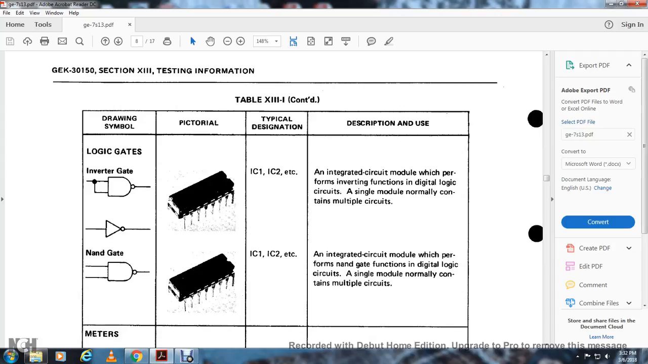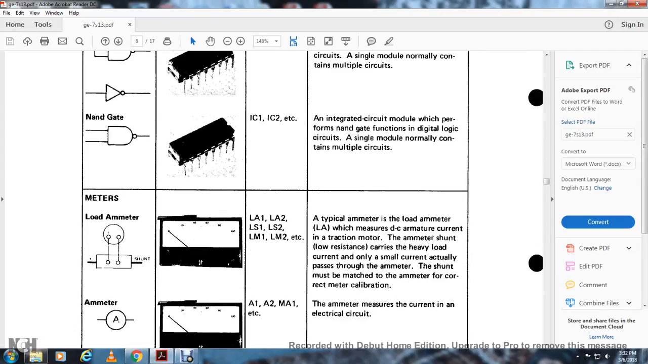Alright, your normal gate is two lines like a plug, and then with IC1, IC2, etc. An integrated module with the platforms and added gate reflect functions. The digital logic circuit signal module normally contains multiple circuits.